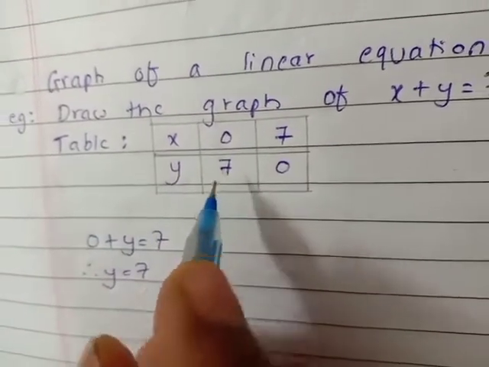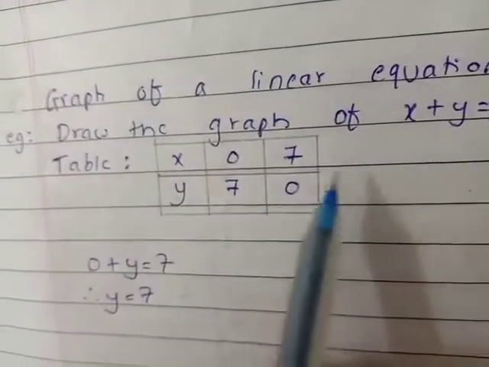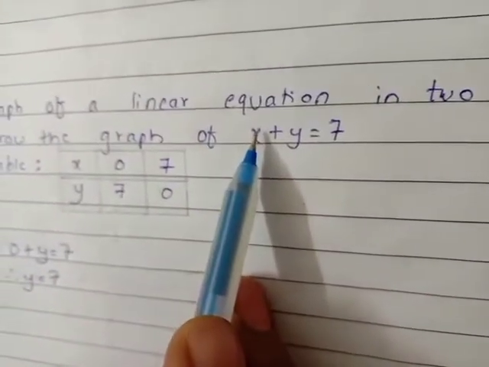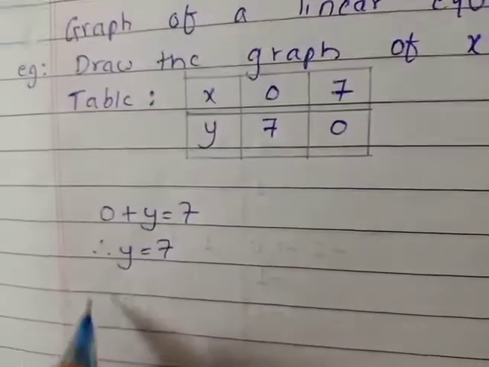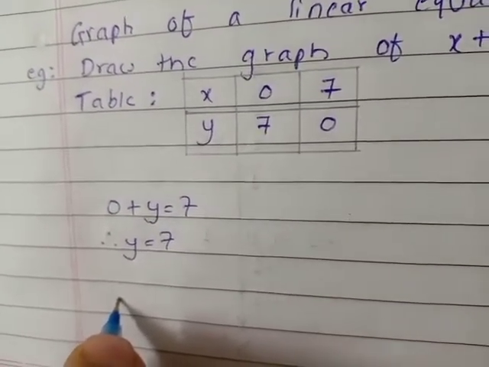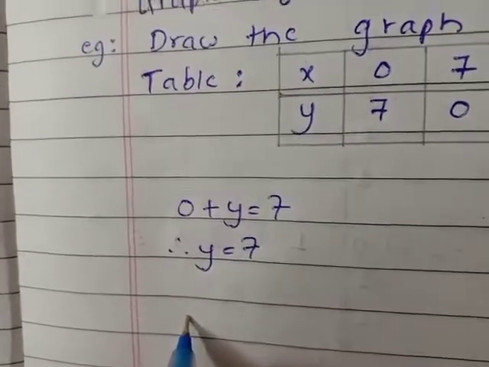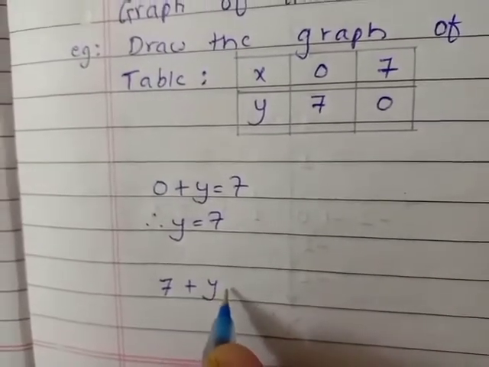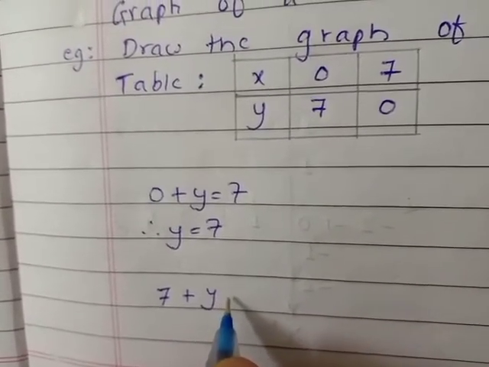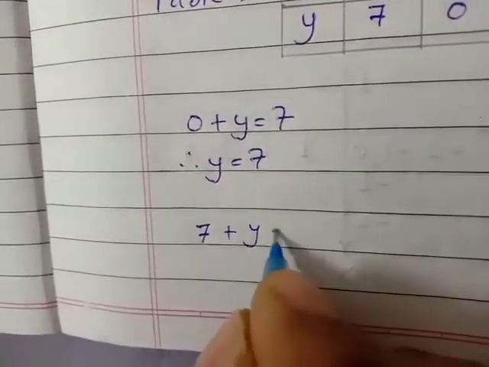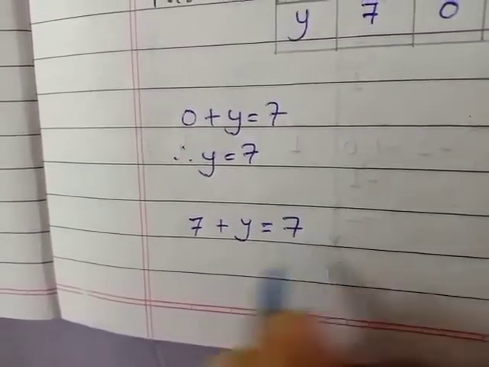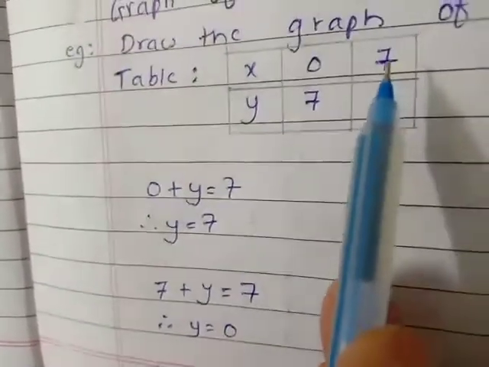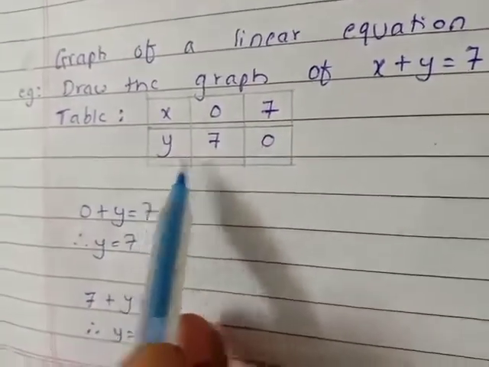Here I have written. Now we will put the value of x as 7 in the same equation, x plus y equal to 7. Now putting the value of x as 7, what do we get? We get the value of y. So 7 plus y equal to 7. Therefore y equal to 0. On putting the value of x as 7, we get the value of y as 0.